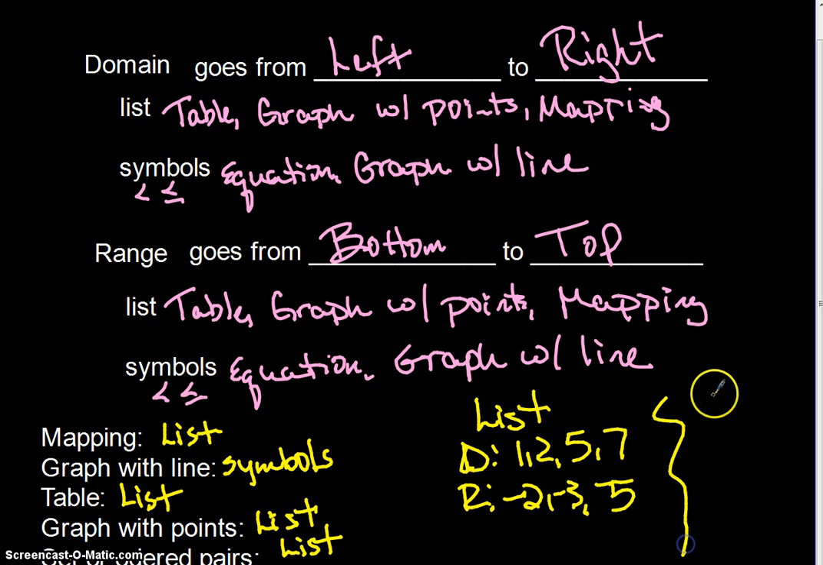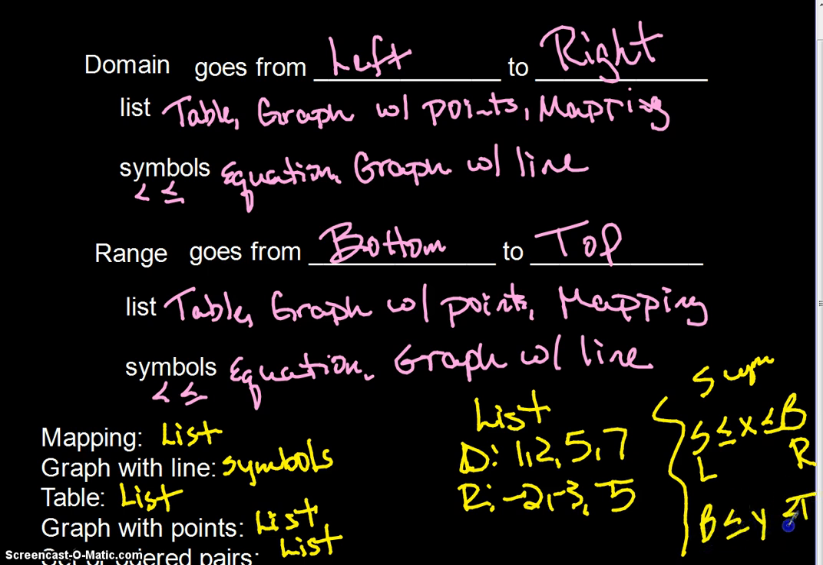Okay? And then your symbols, you're going to go from small is less than or equal to x is less than or equal to big, which would actually be left to right on your domain, and bottom to top on your range. Keep in mind that if it is an open circle, it is less than. If it is a solid circle, it is less than or equal to.